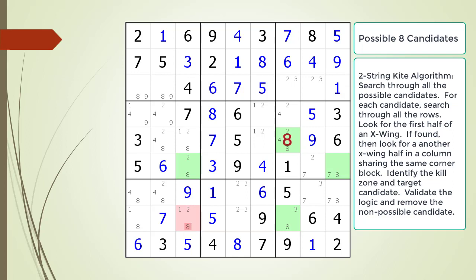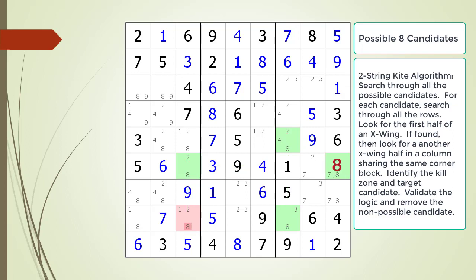The third scenario, we have an 8 in cell 5,7 as shown. This means there's no 8 in cell 8,7 as shown with an X. This also means there's no 8 in cell 6,9 as shown with an X. Since there must be at least one 8 in the house making up row 6, then there must be an 8 in cell 6,3 as shown. Having an 8 in cell 6,3 means our non-possible candidate in cell 8,3 is dead as shown with an X.